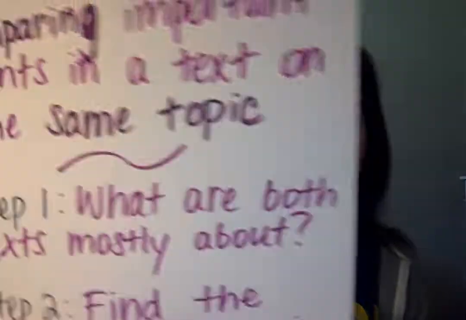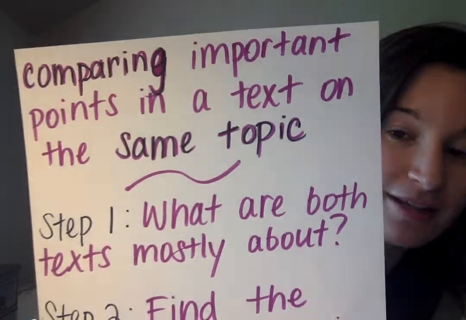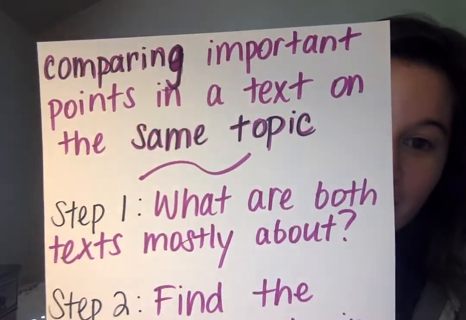So today the skill that we're going to be practicing is comparing important points in a text on the same topic. Just like the last time we practiced this skill, we are going to be using two texts. The texts that we'll be using are Henry's Freedom Box and Abraham Lincoln.